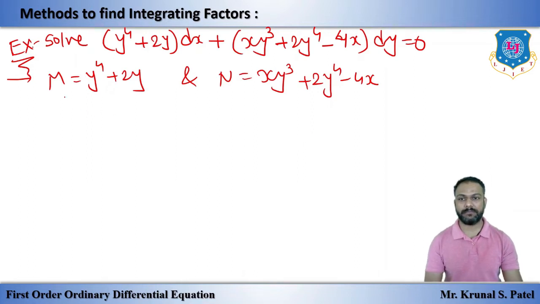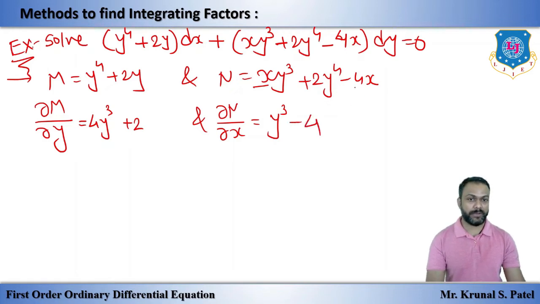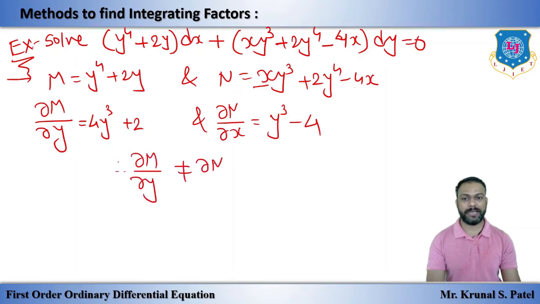So this is our M and this is our N. Now we differentiate M with respect to y partially, so we have 4y cube plus 2. If we differentiate N partially with respect to x, y cube is constant, the differentiation of x is 1, and the differentiation of 2y raised to 4 is 0, which gives y cube minus 4. Here we can see that del M by del y is not equal to del N by del x.